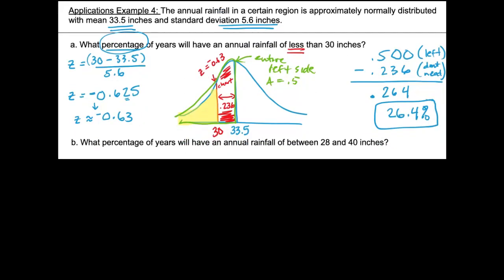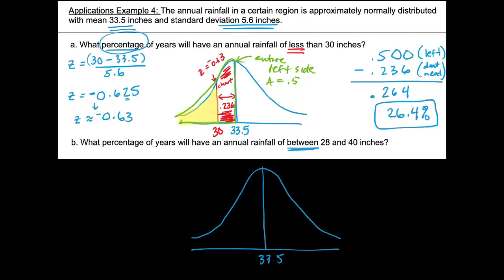So B asks for the percentage of years that will have an annual rainfall between 28 and 40 inches. So I'm going to do the same thing I did above. I'm going to start by drawing a picture. I put a line down the middle, which has the average, and then a line for 28 and 40. So 28 is going to go on the left because it's less than 33.5. And then 40 is going to go to the right because it's more than 33.5. And then I want to find the area between.